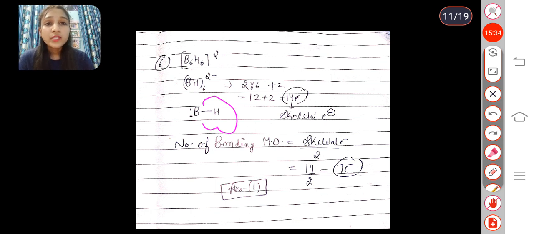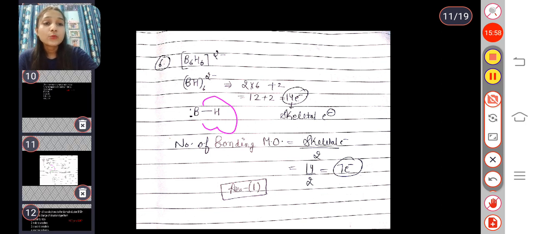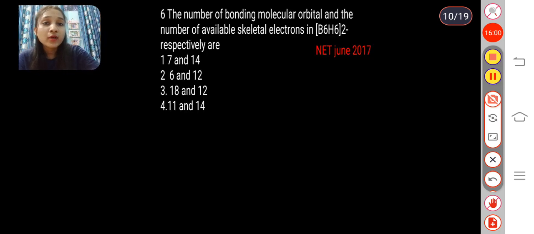Also, the number of bonding molecular orbitals they asked from us. The number of bonding molecular orbitals is very easy. Number of skeleton electrons upon 2, because in one orbital we have 2 electrons. So divide the skeleton electrons by 2. That is 14 upon 2 is equal to 7. So here we have 7 molecular orbitals and 14 skeleton electrons. So our correct answer is answer number 1. Molecular orbitals are 7 and skeleton electrons are 14.